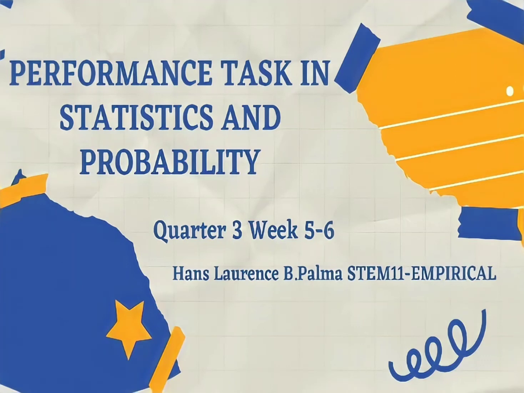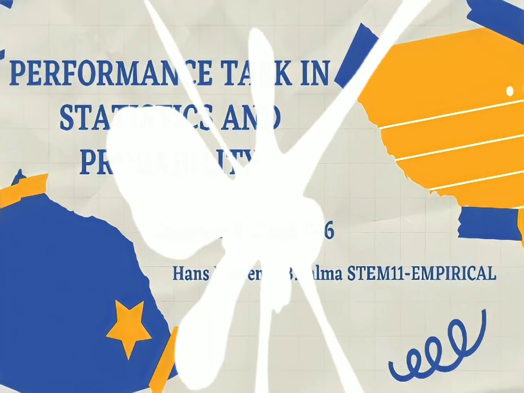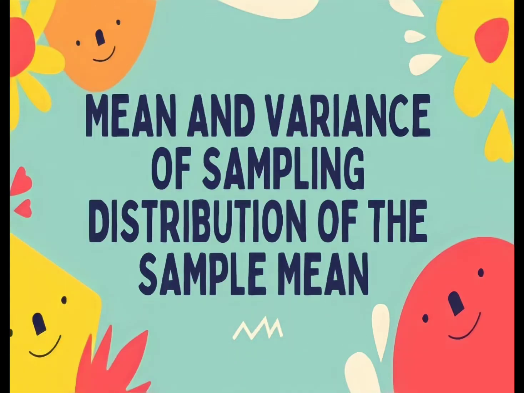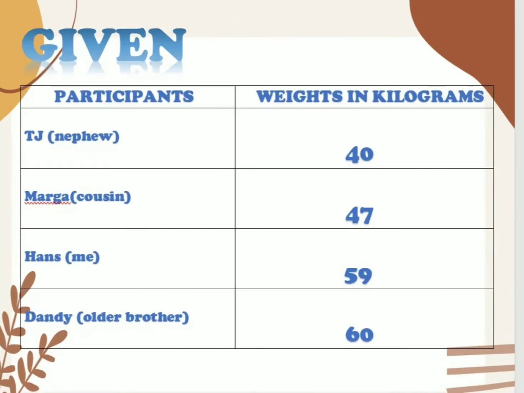My name is Sans Lawrence Palma, STEM 11 Empirical, and I will present to you my performance task in statistics and probability that is all about mean and variance of sampling distribution of the sample mean. Let's start with my given.